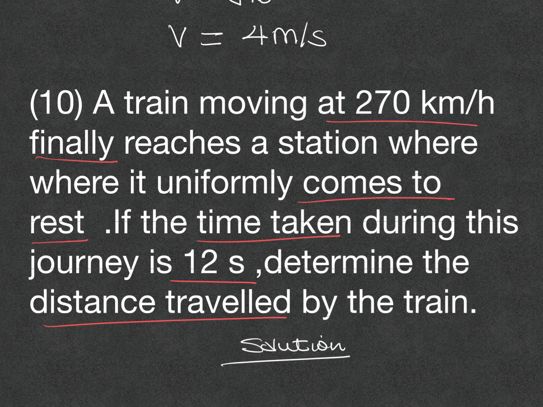The train is moving at 270 kilometers per hour, so that means the initial velocity is 270 kilometers per hour. It finally comes to rest means that the final velocity will be 0 meters per second automatically, and the time taken is 12 seconds. Okay, so t is 12 seconds.